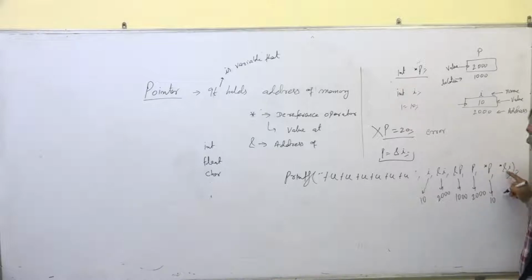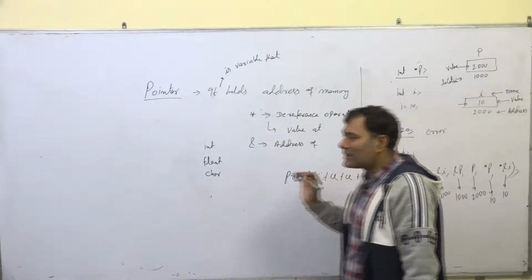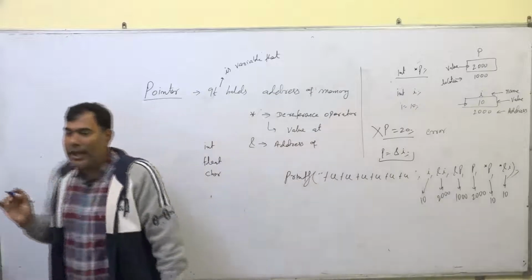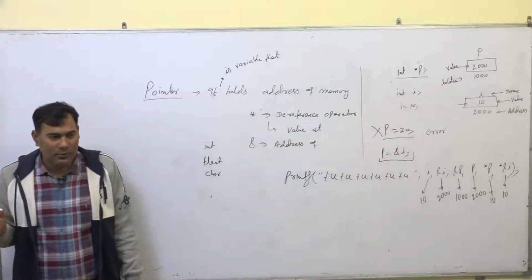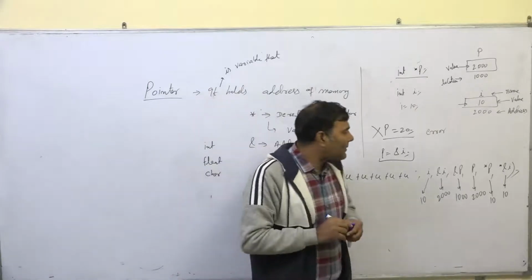And this was address of I. Address of I is 2000. Again, pointer means value at 2000, that is 10. So P means value of P. Pointer means it points to some location, so it can access that value. Clear? So pointer is a kind of master, and there is one slave. Got it? The master has the power to change the value of the slave.